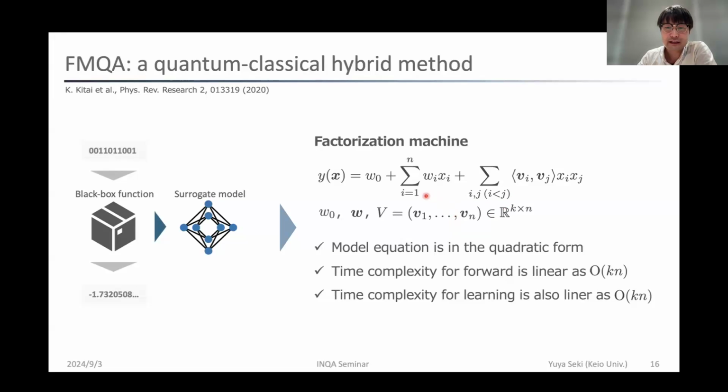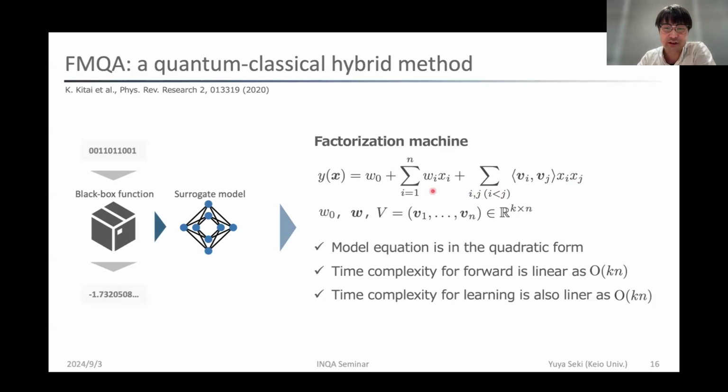Well, as you can see, this is a quadratic. So this is a kind of QUBO form. So we can find the optimal solutions of this function using annealing machines.